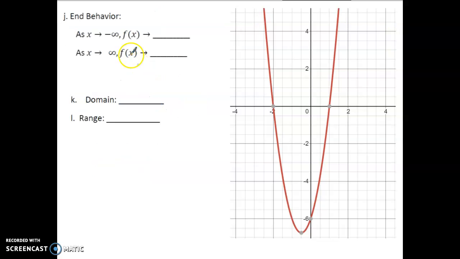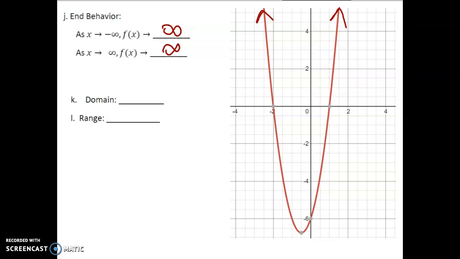All right, how about end behavior? As x approaches negative infinity. Okay, that means we're going this way. So as x approaches negative infinity, you can see that my function is going forever up. So that's going to be positive infinity. And as x approaches positive infinity, that means I'm going this way. And again, you can see that as my graph goes to the right, it is also going forever up. So I'm going to say it approaches positive infinity on that side as well.